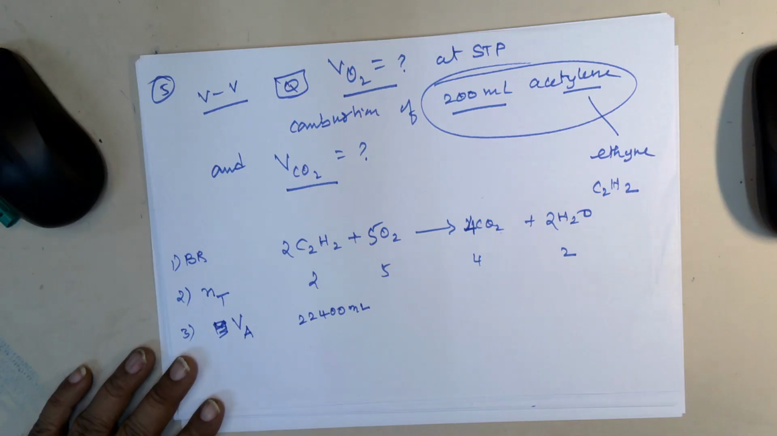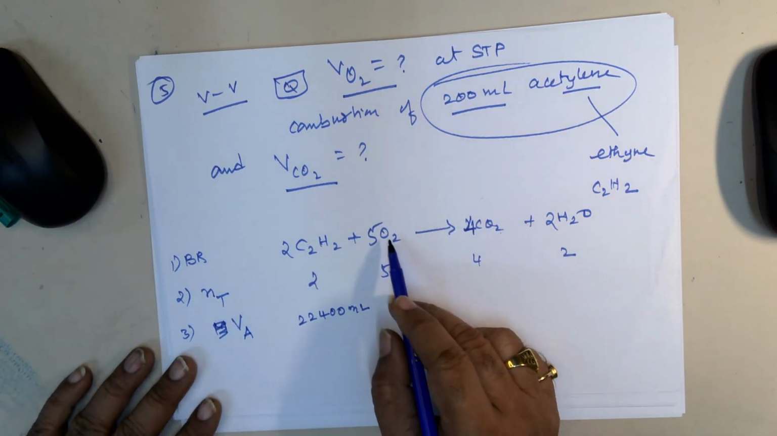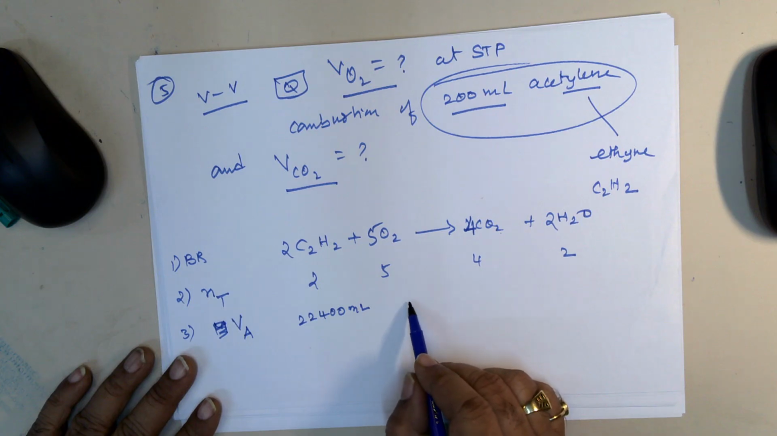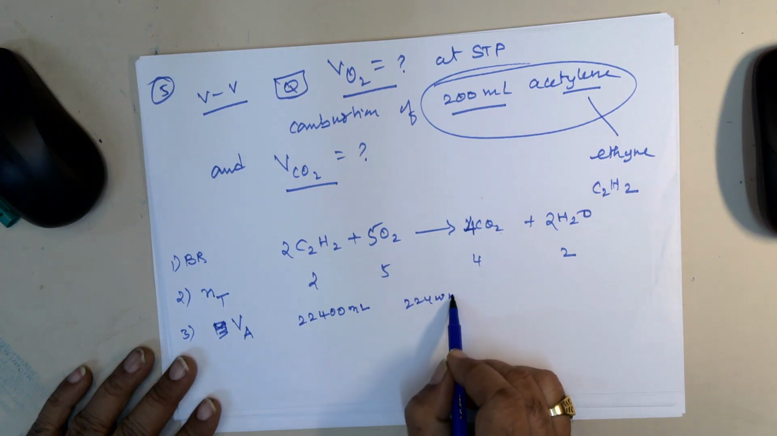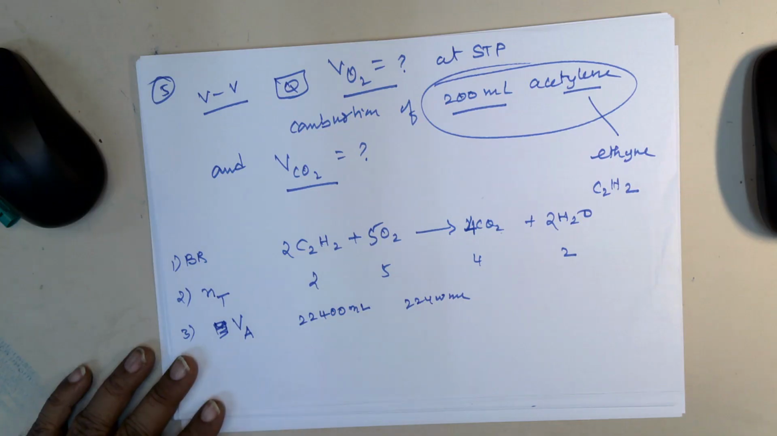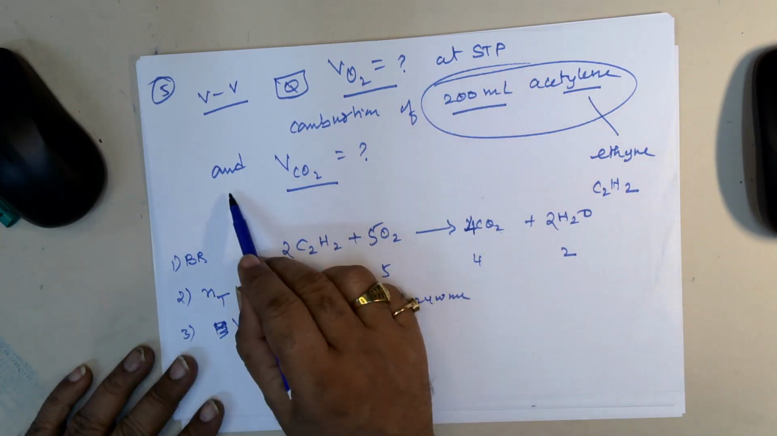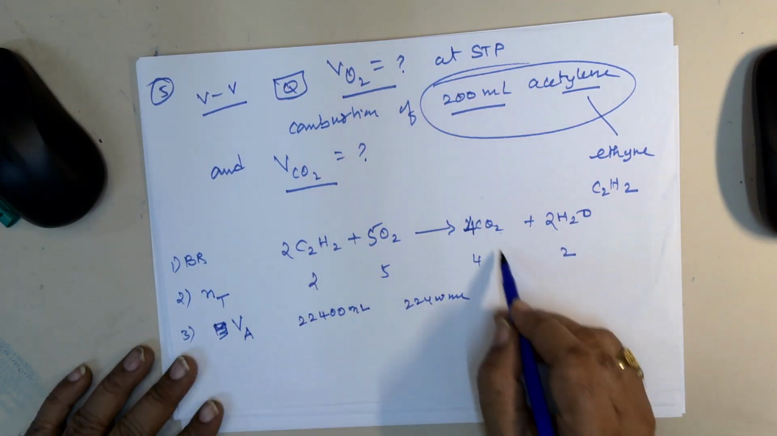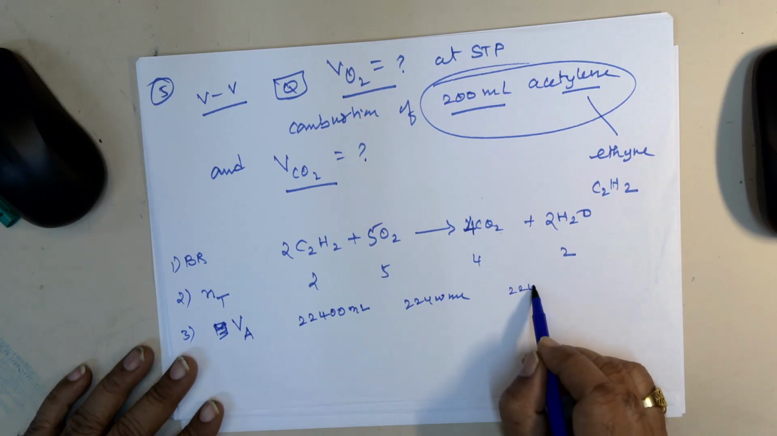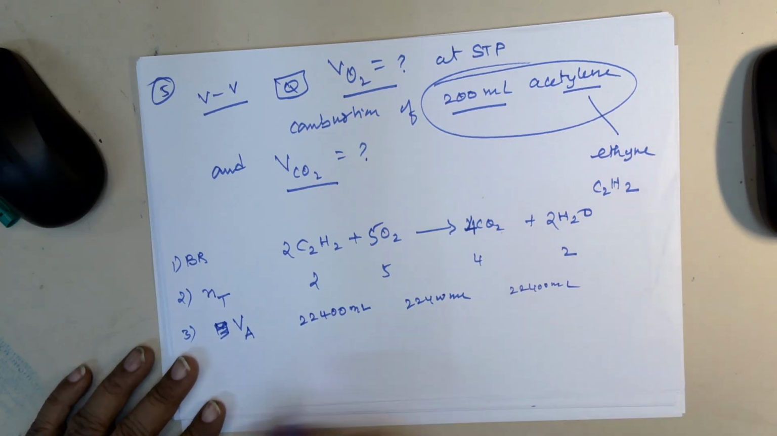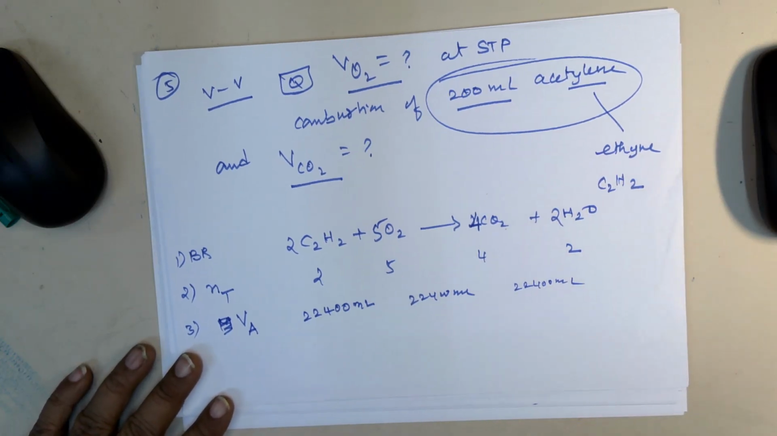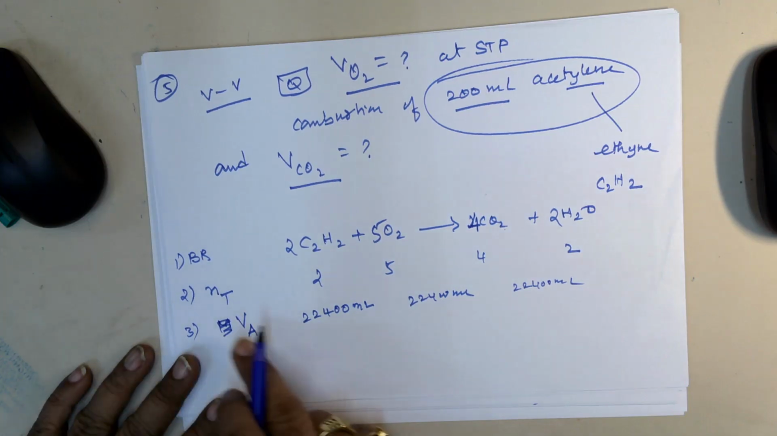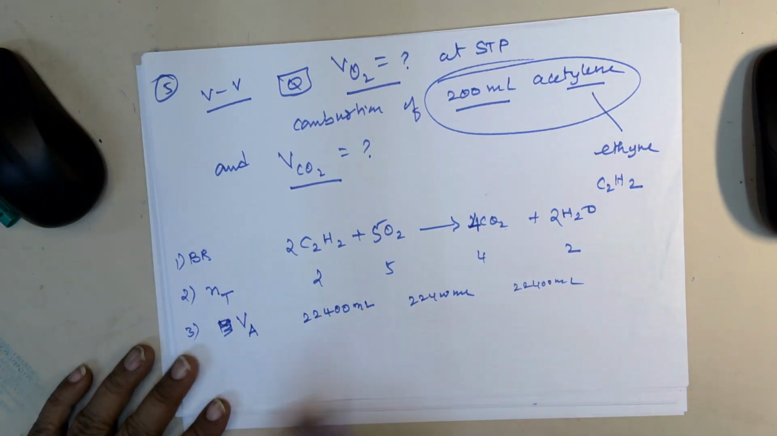Are you able to follow? Yes. And what is asked here? O2. So what is Avogadro's volume for O2? That is also 22,400 ml. And what is the next one they asked? Carbon dioxide. So carbon dioxide is 22,400 ml. Okay. So these are all the volumes.